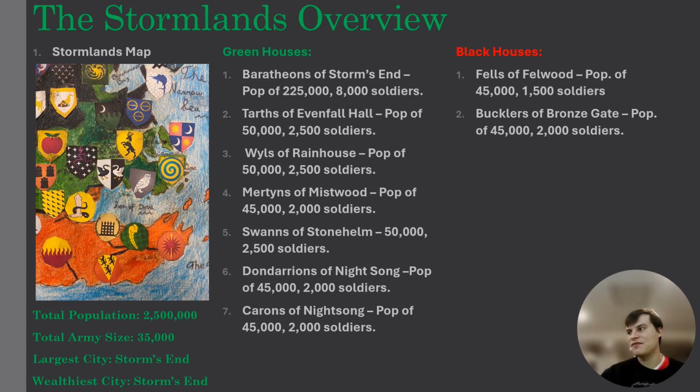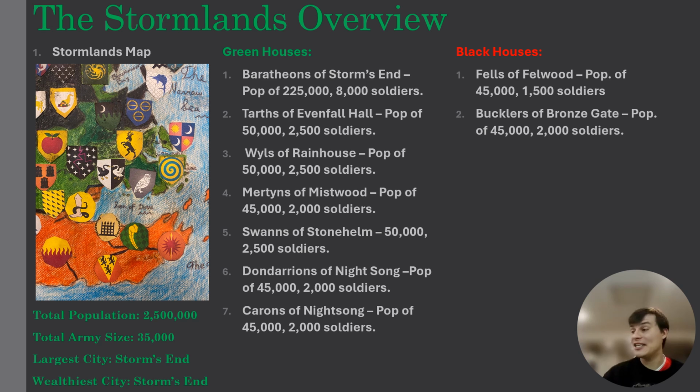There's a big, you could almost argue, cultural difference too in the Stormlands, with the Dornish marcher lords like the Dondarrions, the Caron, the Swann in the south Stormlands, versus the more northern lords who are closer to King's Landing and the forest, and they have way less to do with Dorne. But once you get south of Fellwood, right below that black and green banner above, it's all green territory: Storm's End, Tarth, Rainhouse, Mistwood, Stonehelm, Blackhaven, Nightsong. Aegon controls 80% of the land, people, and soldiers at this point, and then Rhaenyra the other 20.